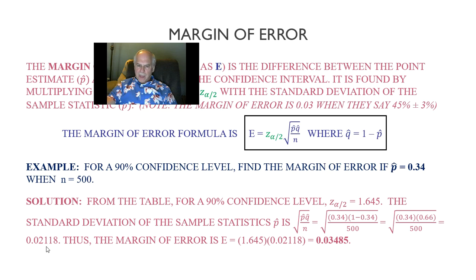0.02118. So that's the standard error. So you've got to multiply, according to this equation, the critical value times the standard error. So the critical value, 1.645, times the standard error, 0.02118, and you get the margin of error, 0.03485. Okay, now I carried it out one or two more digits past what I needed to, but this gives an accurate margin of error.